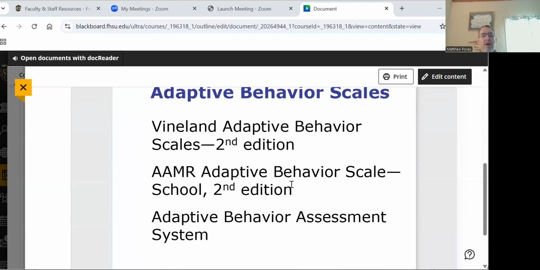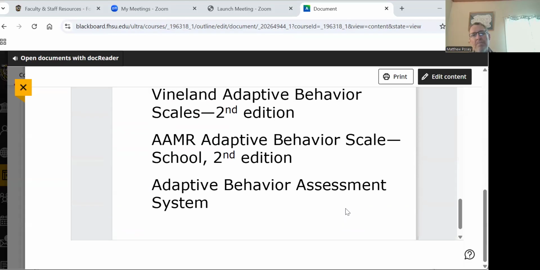Here are some common adaptive behavior skills that you might see at some point. I mentioned the Vineland. This slide deck is a little older. They've got the Vineland 3 now. This talks about the Vineland 2, but most of us use the Vineland 3. Then you have the AAMR Adaptive Behavior Scale, and the ABAS, the Adaptive Behavior Assessment System. You often hear them say the acronym ABAS, so you'll know what they might be talking about.